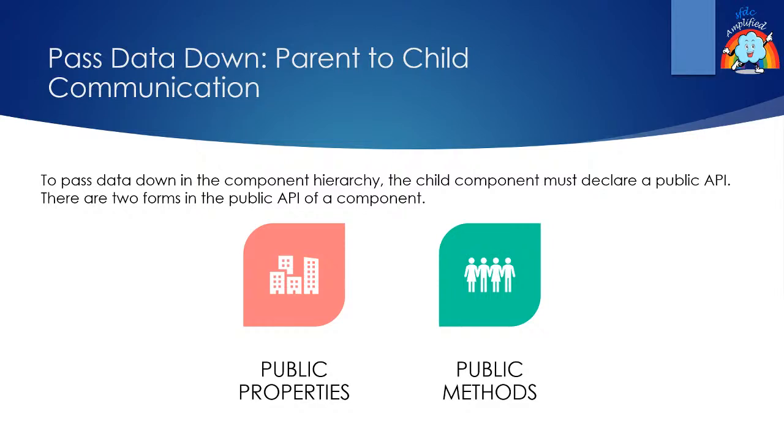As we discussed, there are different types of communication: parent to child, child to parent, between different Lightning Web Components, and from Aura to Lightning Web Component. Right now we are discussing passing data down, that is parent to child communication. To pass data down in the component hierarchy, from parent to child, the component must declare a public API. There are two forms of public API: public property and public methods. We will understand each one in detail with the help of examples.